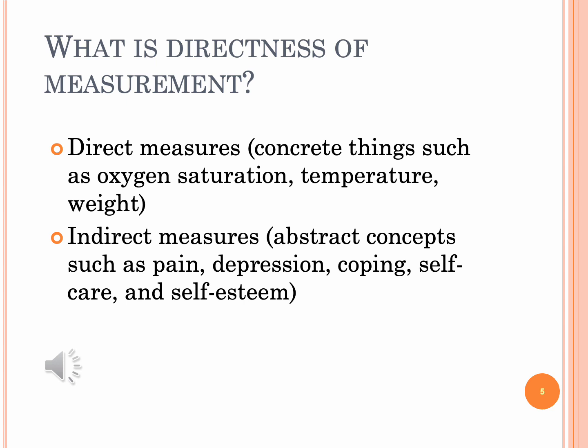Variables are measured either directly or indirectly. Direct measures are concrete things such as oxygen saturation, temperature, weight, length of a person. You can even collect blood from them and measure certain blood values. Indirect measures are measurements of abstract concepts such as pain, depression, coping, self-care and self-esteem. These things are not physical, they cannot be seen, and this is usually where we use various scales that have been found to be reliable to measure these abstract concepts.